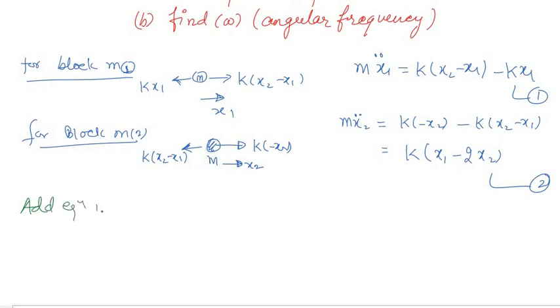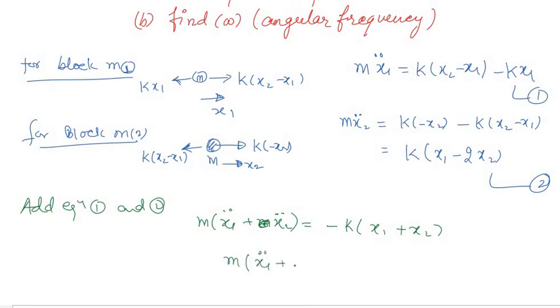So add equations 1 and 2, you will get m x1 double dot plus m x2 double dot is equal to, if you add these, x1 is 2 times, so that will become minus k times x1 plus x2. So this m of x1 double dot plus x2 double dot is equal to minus k times x1 plus x2.